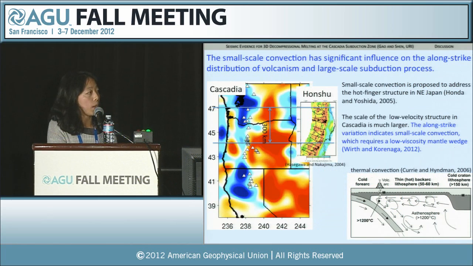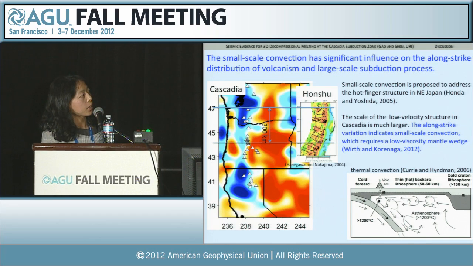So small-scale convection has been proposed in the upper mantle of subduction zones, and it can really modulate the large-scale subduction zone. In the Honshu subduction zone, northeast Japan, from seismic tomography, they image the low velocity volumes beneath each volcano cluster, which is periodic, with no low velocity between the gaps of the volcanoes. Small-scale convection has been proposed to explain the hot finger structure.